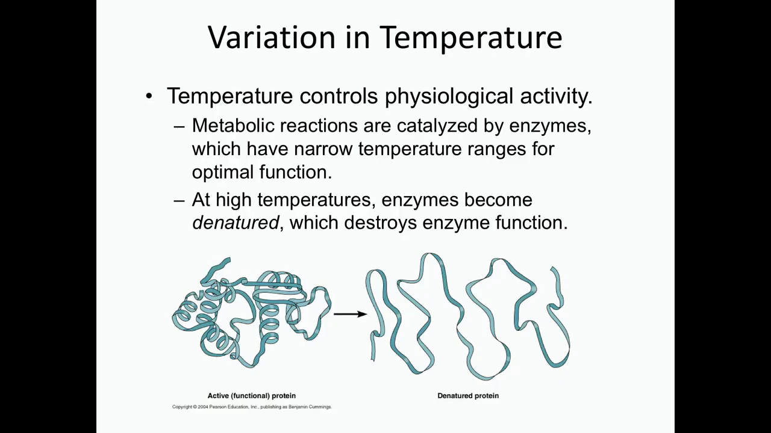temperature has a large control over physiology. So the ability to do things like photosynthesize, like break down the food that you eat if you're an animal, or break down the food that you've manufactured if you're a plant, your ability to do chemical reactions. And the reason for this is something called an enzyme. So enzymes are proteins that are found within an organism that help chemical reactions happen.